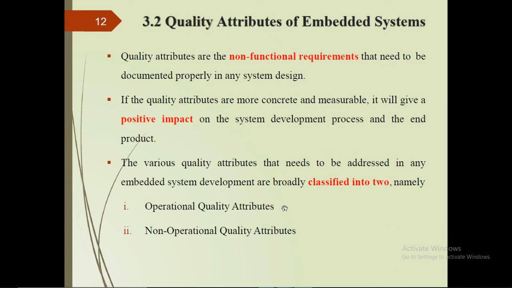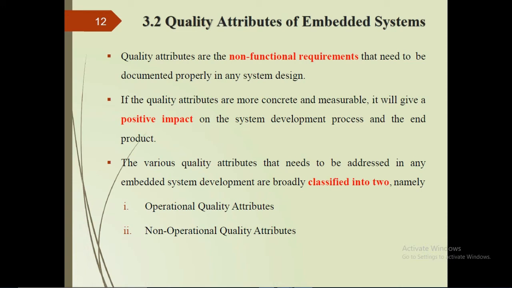So, the quality attributes of embedded system. Okay, there are two types of quality attributes: operational quality attributes and non-operational quality attributes. First of all, quality attributes are the non-functional requirement that need to be documented properly in a system design. If the quality attributes are more concrete and measurable, it will give a positive impact on the system development process and the end product.